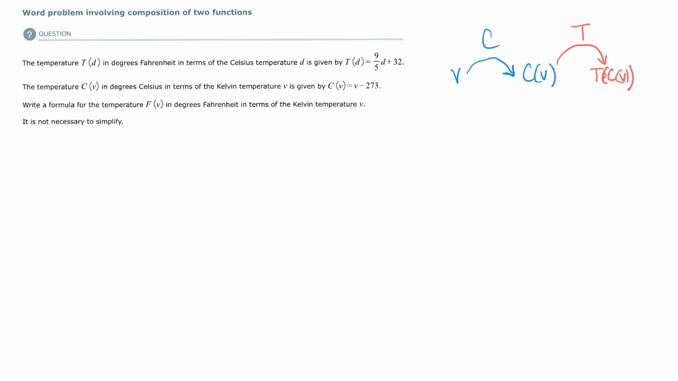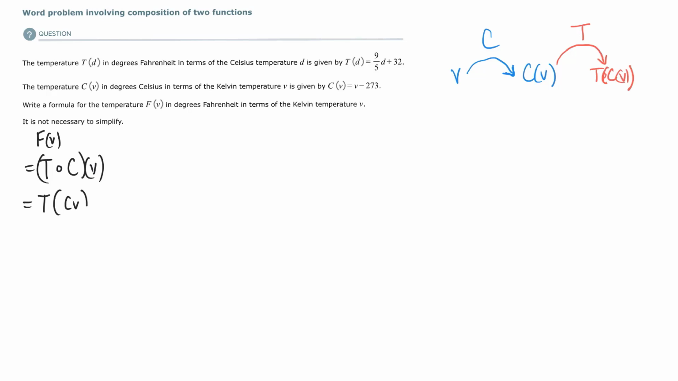So what are we really trying to find? We're trying to find f of v, but what is f of v? F of v becomes a composition. F of v is going to be T composed with C of v. So we're going to define f of v to be T composed with C of v. Now we just substitute. Now that we understand what all those English words are saying, we're going to use mathematical symbols to provide the formula or provide the function or provide the model to this problem.